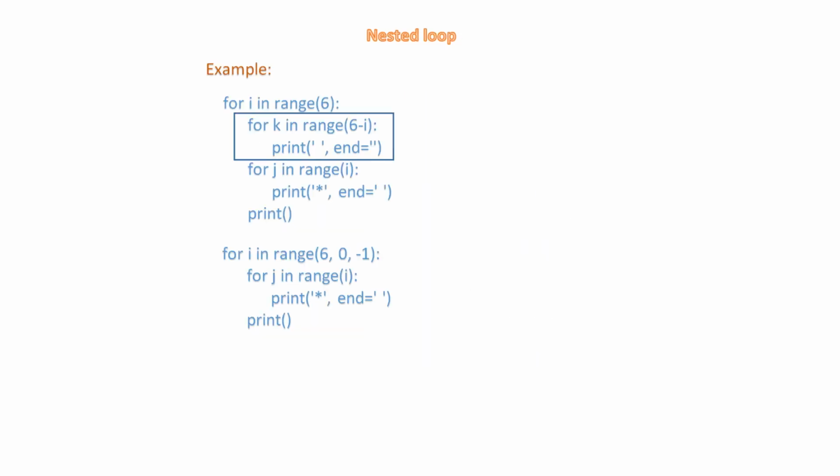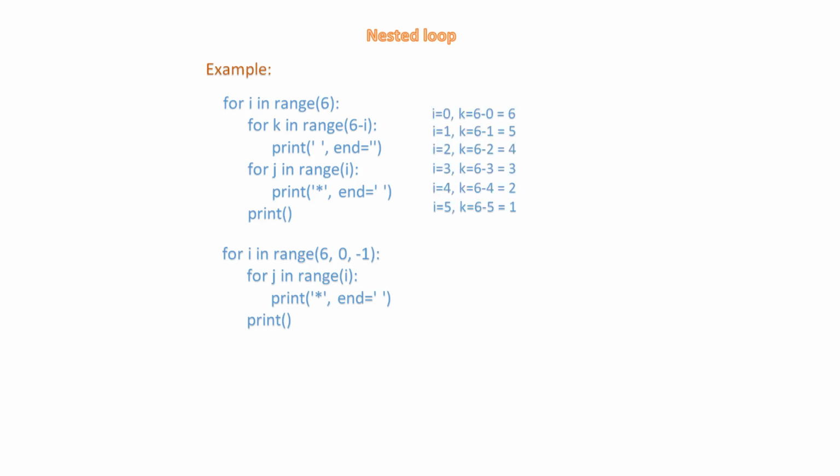To achieve this output, let's add another inner for loop here inside the upper for loop. For k in range of 6 minus I. In next line, print a single space with end parameter as empty string. Here, I value ranges from 0 to 5. K value will be 6 minus 0, 6 minus 1, 6 minus 2, and so on. So k value ranges from 6 to 1.